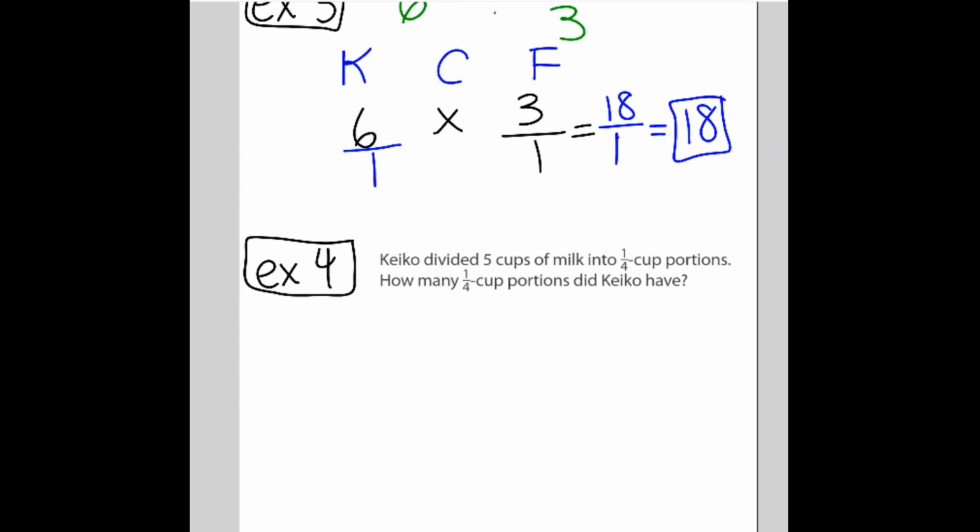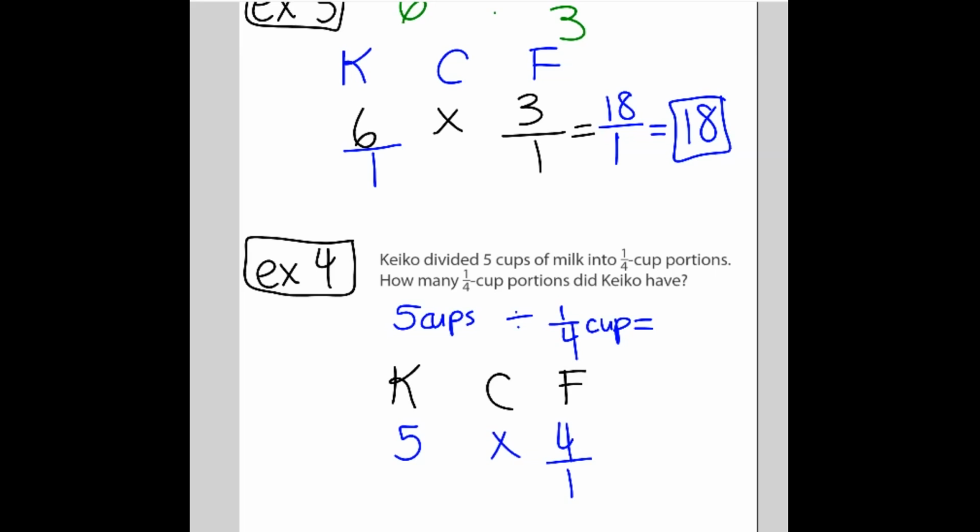All right, example 4 says Kiko divided 5 cups of milk into 1/4 cup portions. How many 1/4 cup portions did Kiko have? So we're taking our 5 cups of milk and we're breaking them up, which means divide, by 1/4. So we're dividing it by the 1/4. Let's go ahead with our keep, change, flip. We're keeping the 5, changing to multiplication, flipping to say 4/1. Then we have to make that 5 whole number into a fraction.